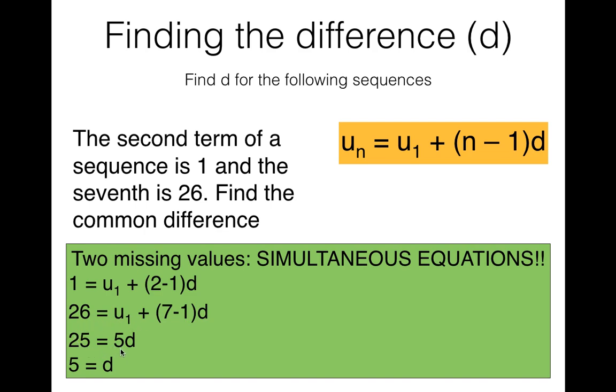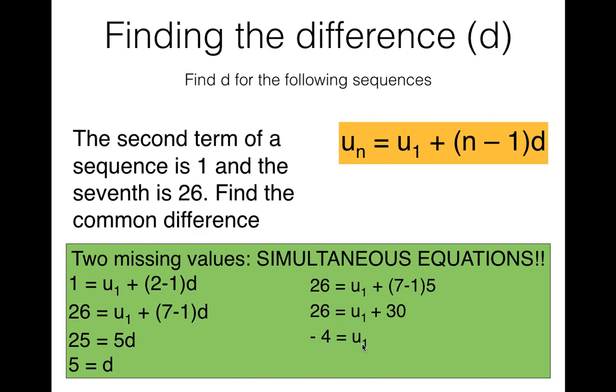Then I need to divide by 5 on both sides to give me the value of D. So 25 divided by 5 gives me 5. So 5 is the value of my common difference. I can then substitute that in. The question hasn't asked me to, but I can substitute it in to find my U1 now. So I could pick either of these equations, it wouldn't matter. I've picked the 26 one for some inexplicable reason. 26 equals U1 plus 7 minus 1 times 5.